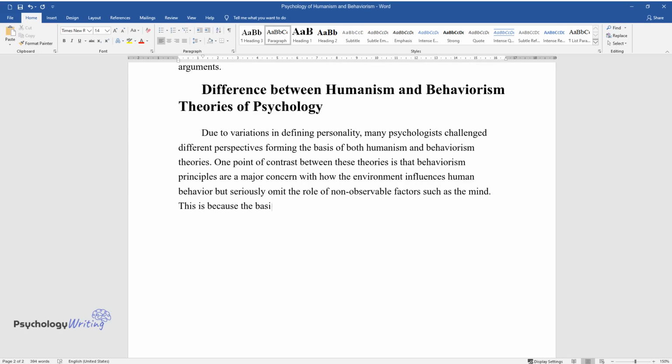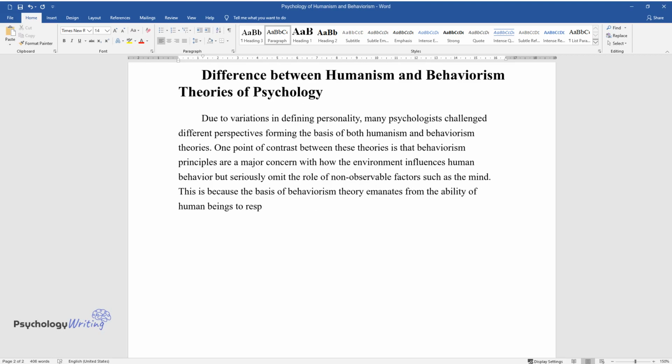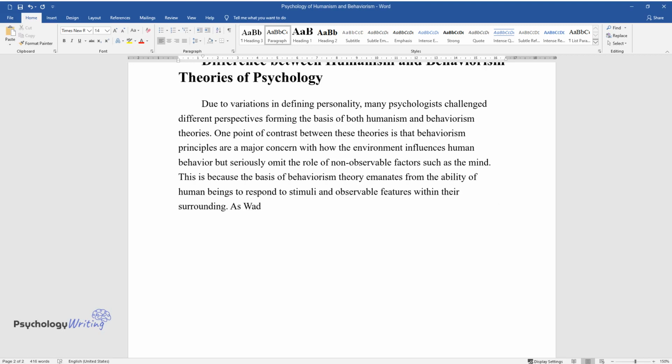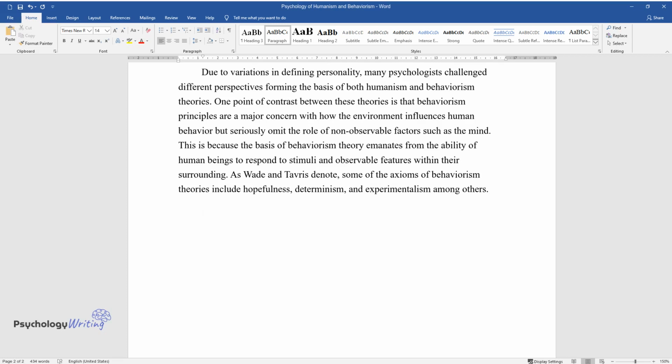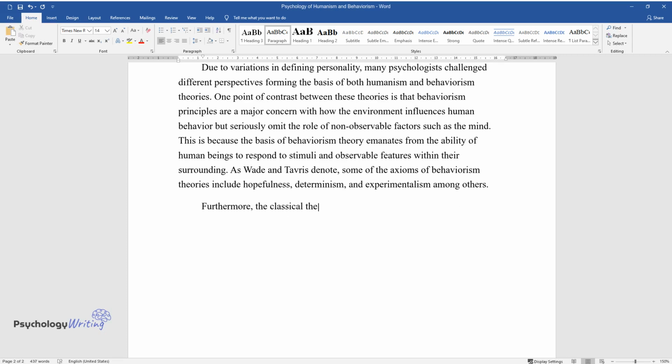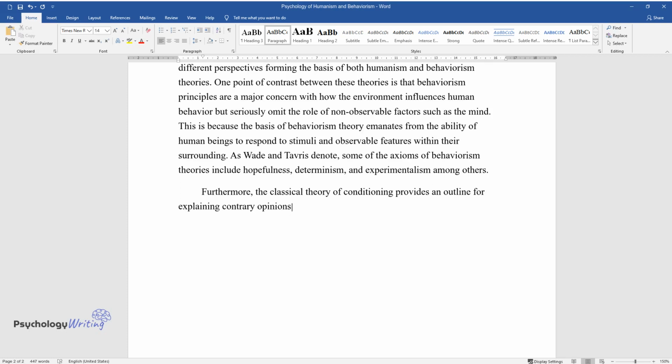This is because the basis of behaviorism theory emanates from the ability of human beings to respond to stimuli and observable features within their surrounding. As Wade and Tavris denote, some of the axioms of behaviorism theories include hopefulness, determinism, and experimentalism, among others. Furthermore, the classical theory of conditioning provides an outline for explaining contrary opinions and arguments presented by the behaviorists.